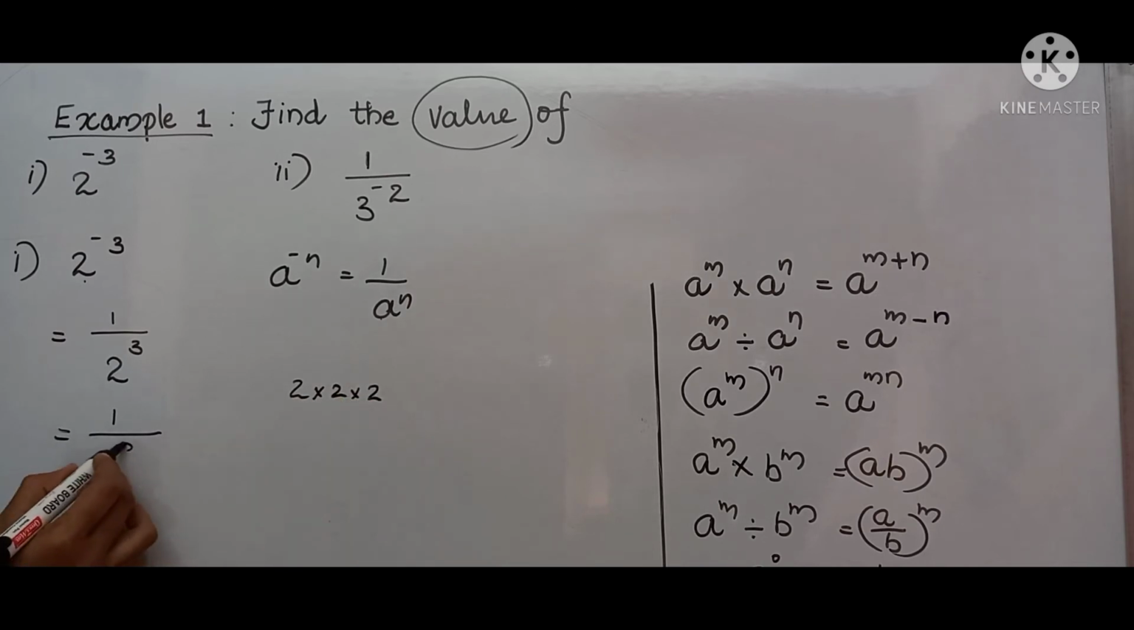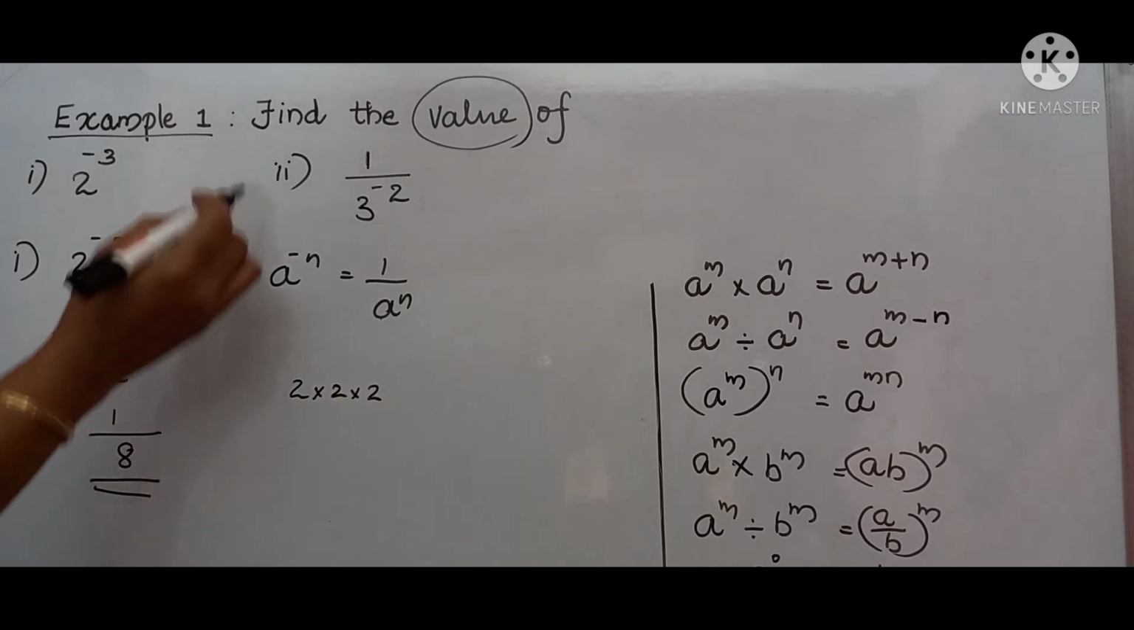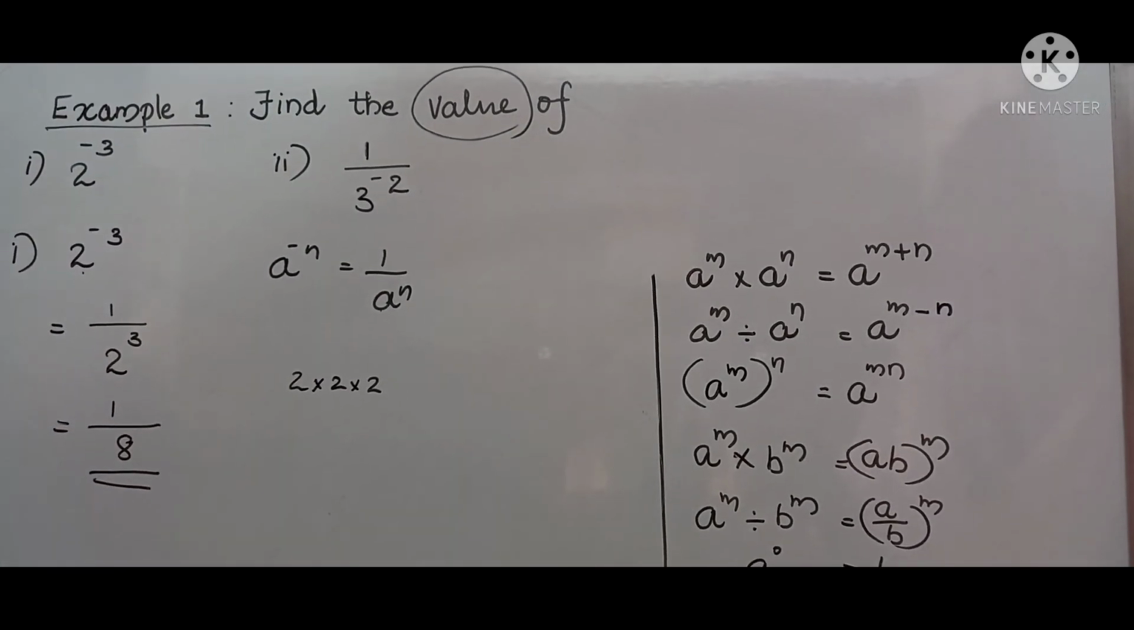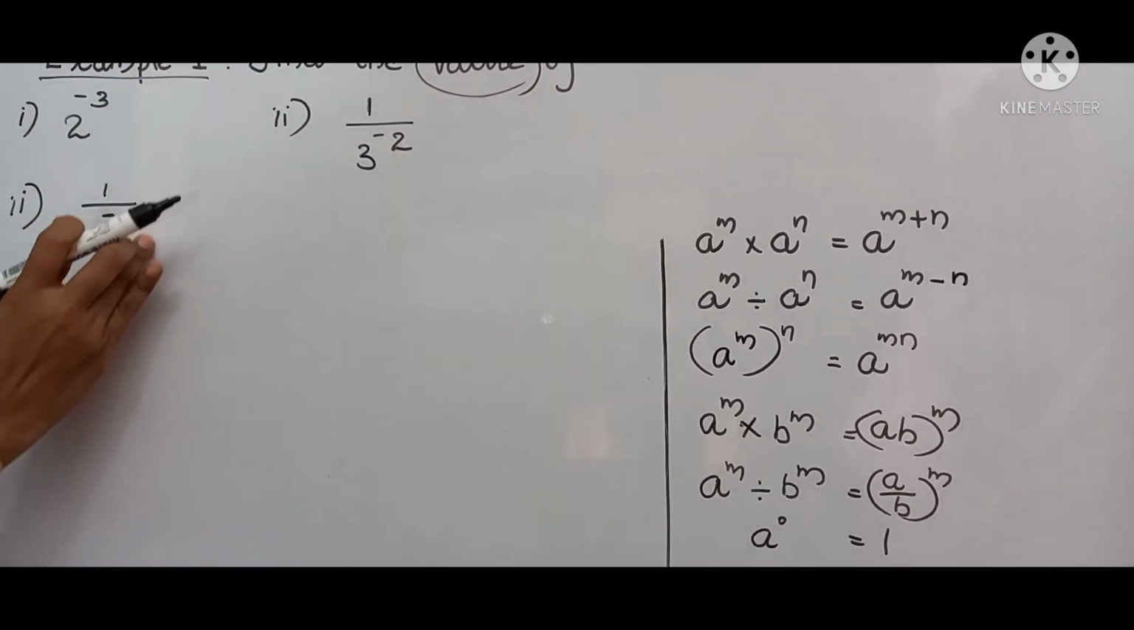That is equal to 8. So the answer is 1 by 8. That is the value of 2 raised to minus 3. The second one is 1 by 3 raised to minus 2.